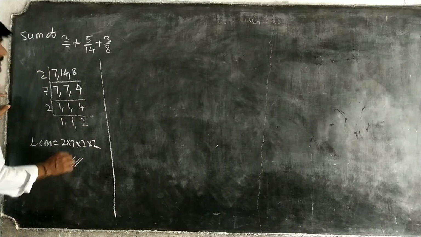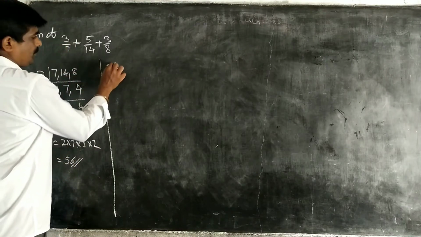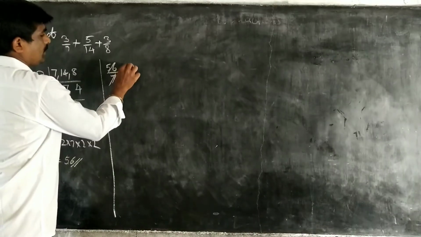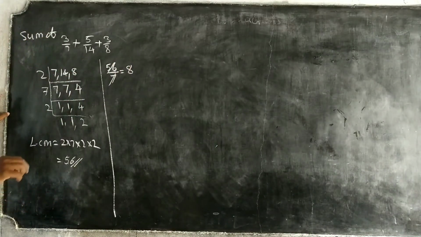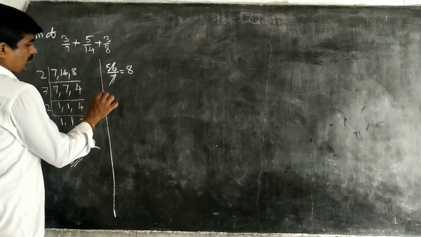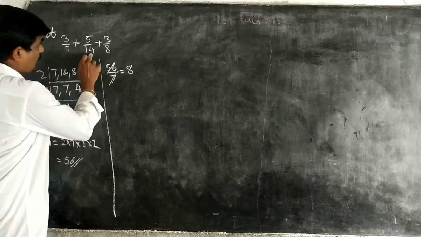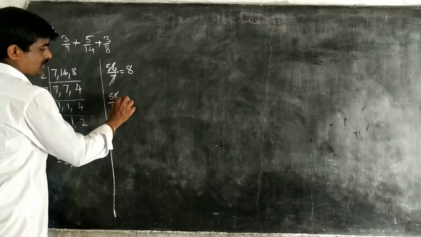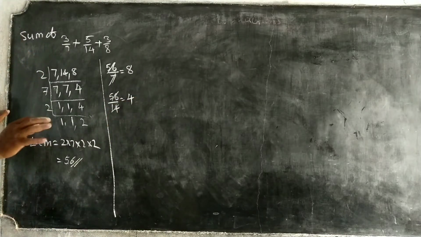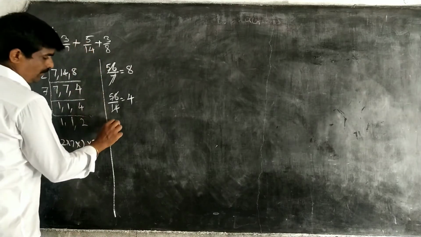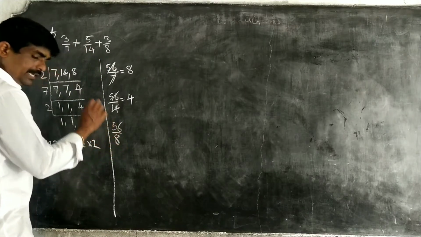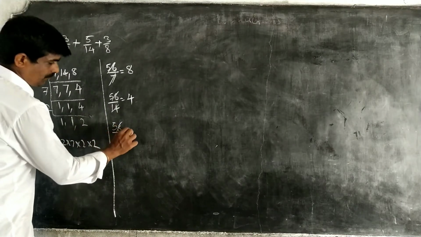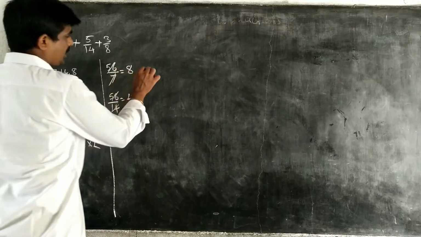First, 56 by 7. 7 8s are 56. Next, 14: 56 by 14, 14 4s are 56. Next, 8: 56 by 8. I am dividing with the denominators only. 8 7s are 56.